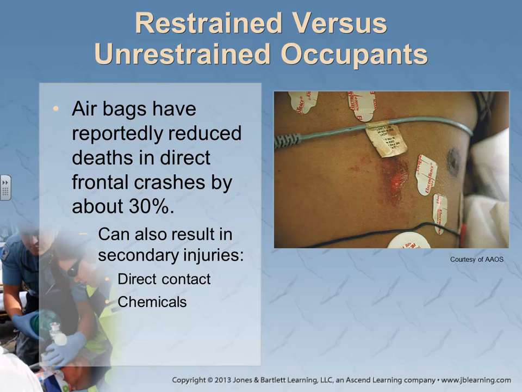Airbags have reportedly reduced deaths in direct frontal crashes by about 30%.